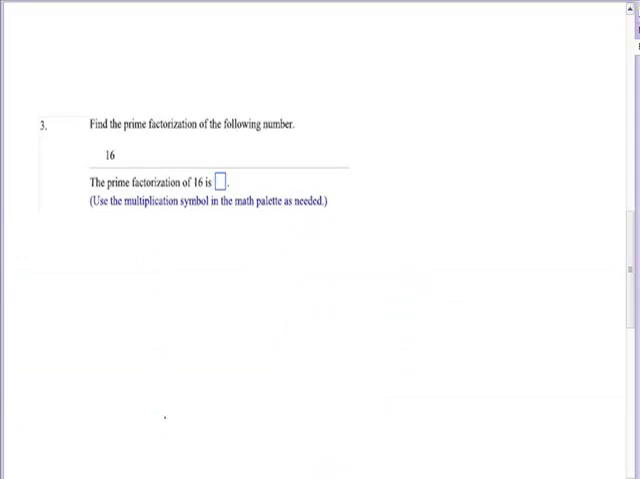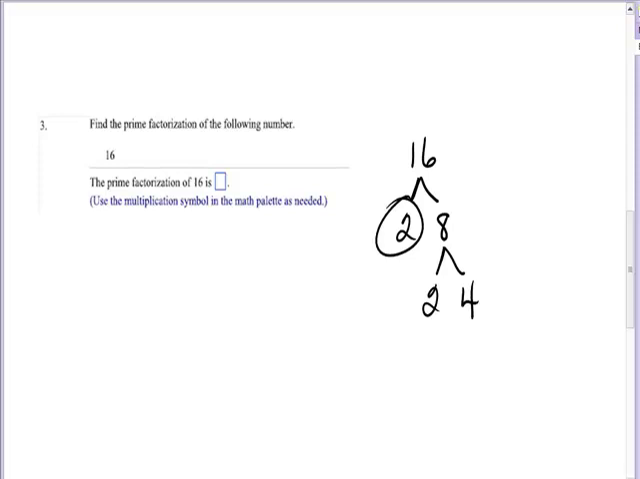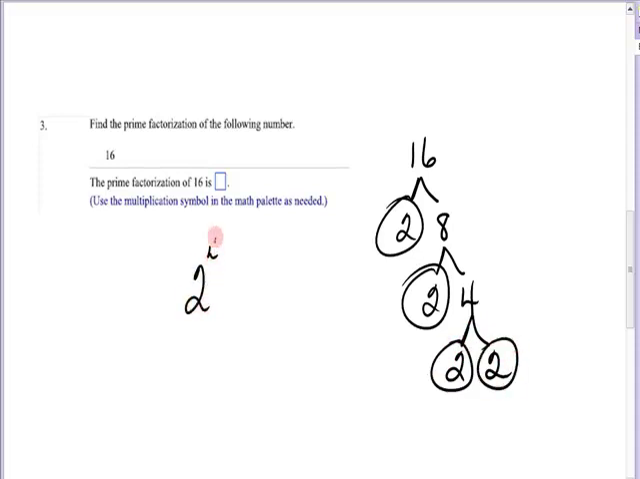Let's take a look at number 3. I have 16. Well, let's see. I could say it's 2 times 8. 2 is a prime. 8? Yes, that's 2 times 4. All right, 2 is a prime, and 4 is not, so I can factor it. 2 times 2, prime, prime. The prime factorization of 16 is 2 to the 4th power.